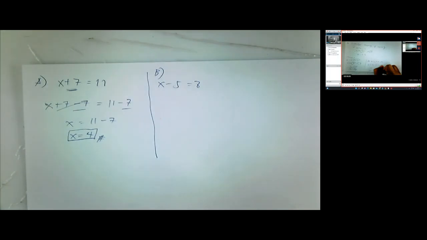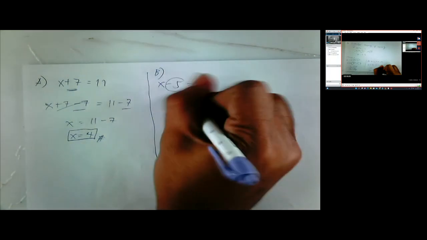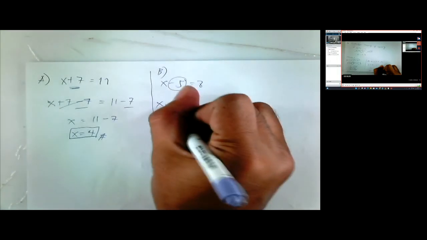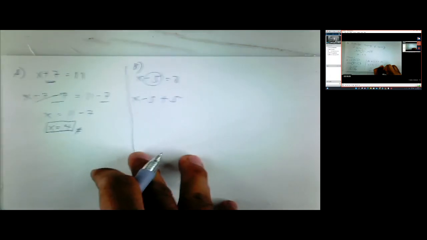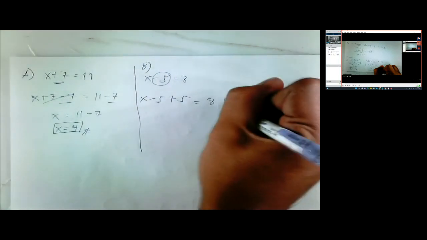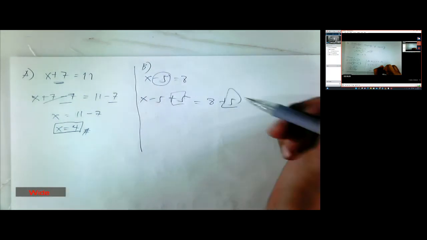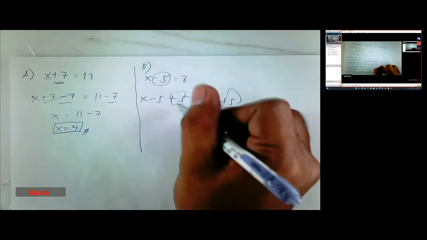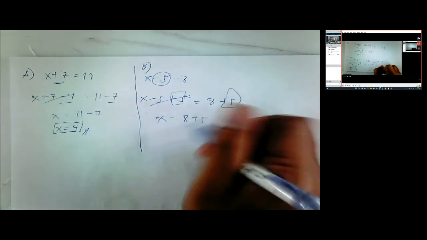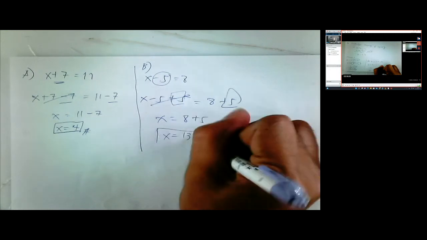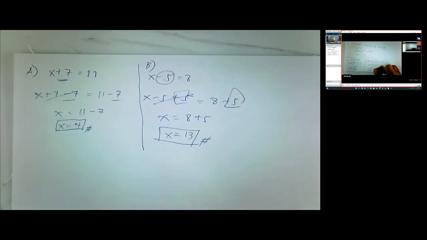Next, x minus 5 is equal to 8. Now, this is minus 5. To remove minus 5, we're going to add 5. And if you add 5, you also need to add 5 on the other side of the equation. And so you will have x is equal to 8 plus 5. And what is 8 plus 5? That is 13. And so the answer to your equation is 13. Did you get it correctly? Okay, very good. You understand?